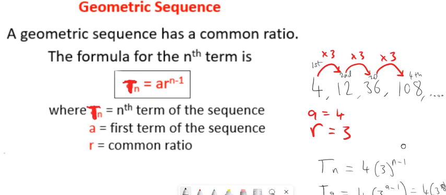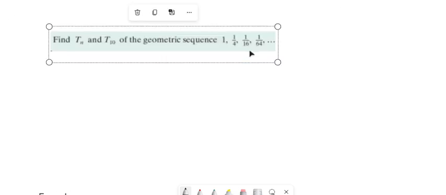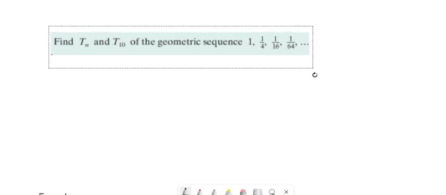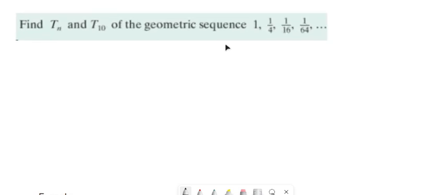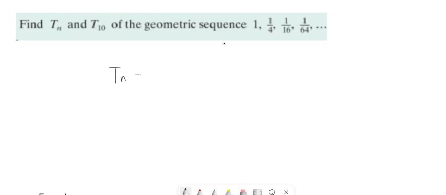Similar to arithmetic sequences or linear sequences. So let's look at a harder one here. This is a geometric sequence. Let's find T of n first of all. T of n is equal to A R to the n minus 1. So we have to figure out what A is and what R is. A is easy to see, it's the first term, and it's just the number 1 here.